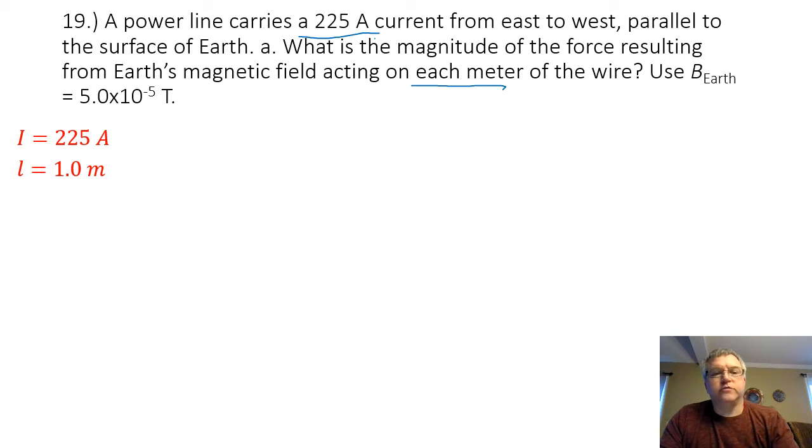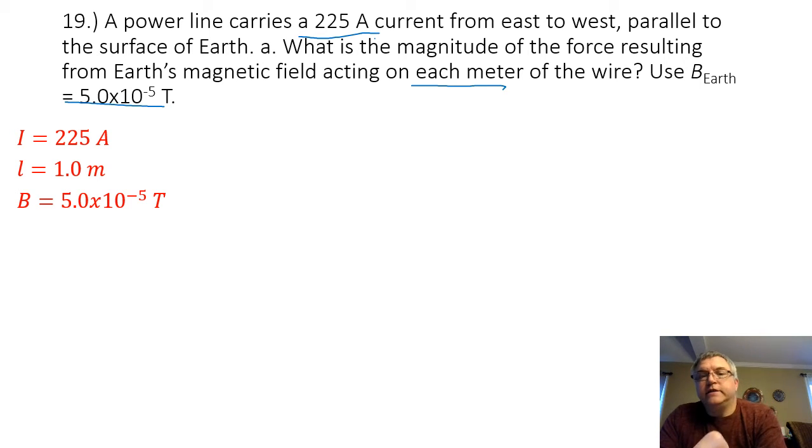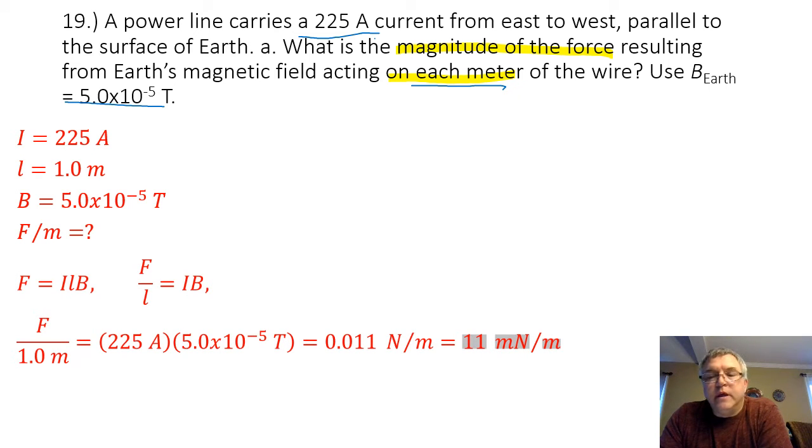And we're using the Earth's magnetic field of 5.0 times 10 to the minus fifth Tesla. Now our unknown, what we're being asked to find, is the magnitude of the force on each meter. So my unknown is going to be force per meter. To solve for force per meter, I'm going to want to use F equals ILB, but on my left-hand side of the equation, I'm going to want to have the force divided by the length, F over L. That's going to give me force per meter.